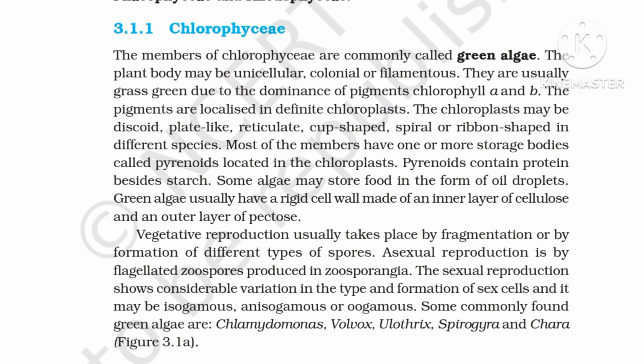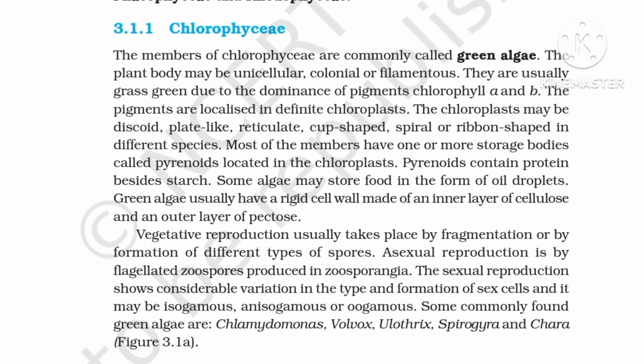The pigments are localized in definite chloroplasts. The chloroplast may be discoid, plate-like, reticulate, cup-shaped, spiral, or ribbon-shaped in different species. Most of the members have one or more storage bodies called pyrenoids located in the chloroplast. Pyrenoids contain protein besides starch. Some algae may store food in the form of oil droplets. Green algae usually have a rigid cell wall made up of an inner layer of cellulose and an outer layer of pectose.